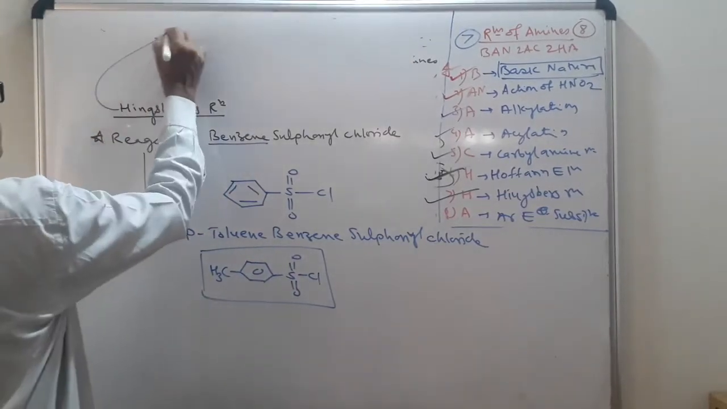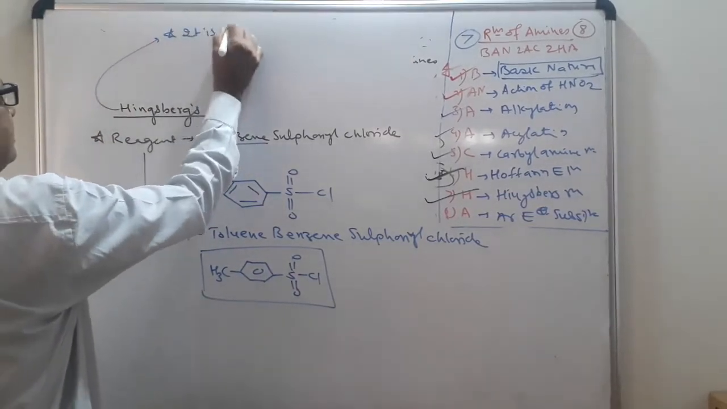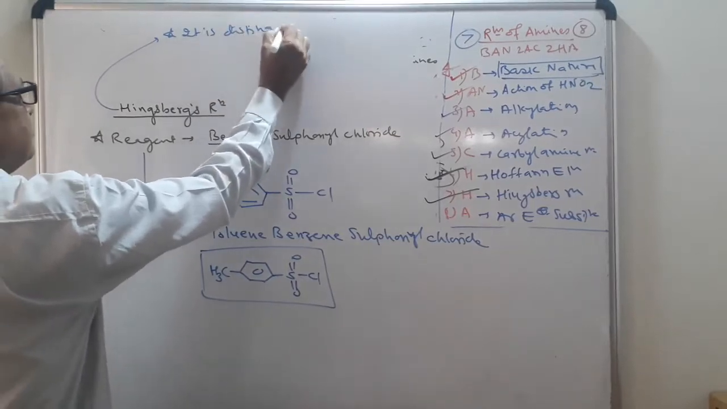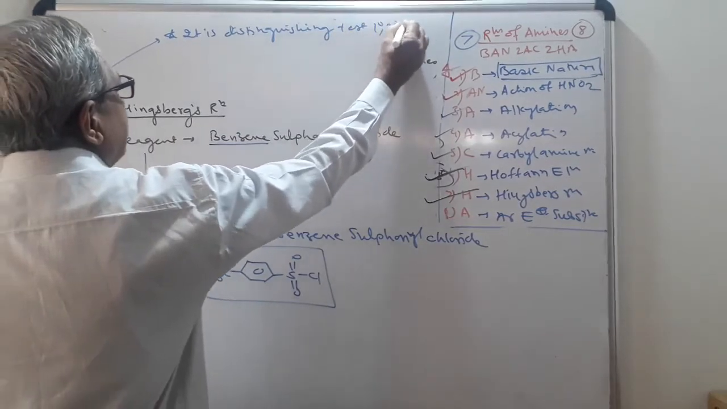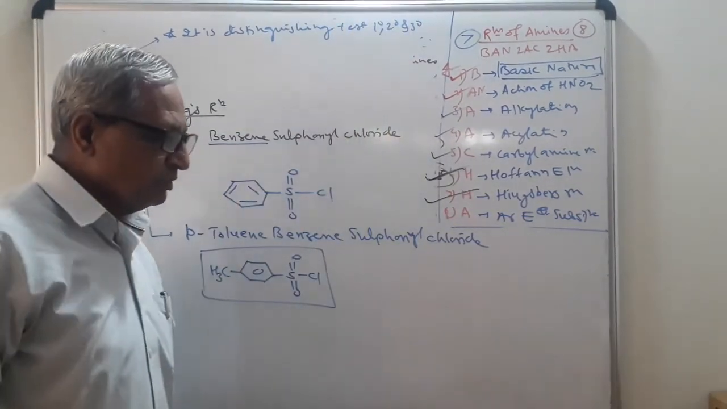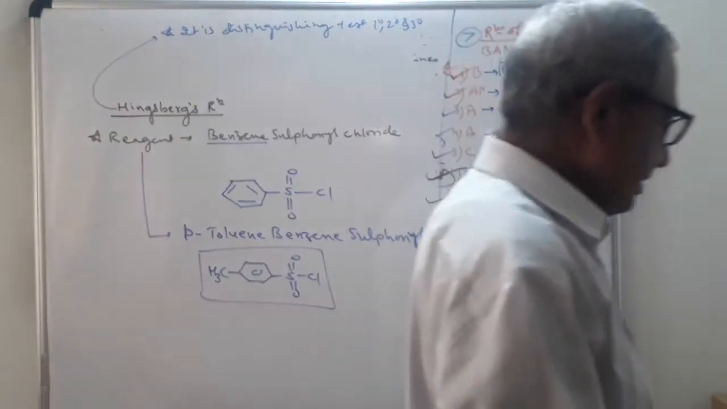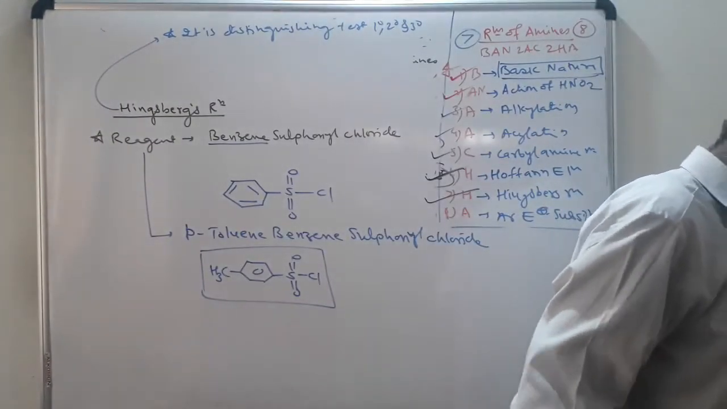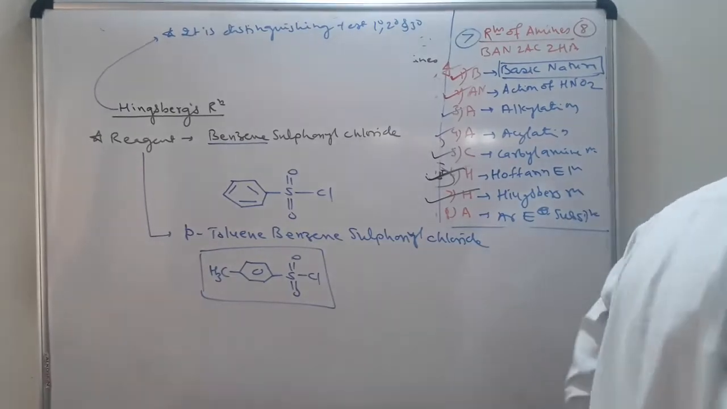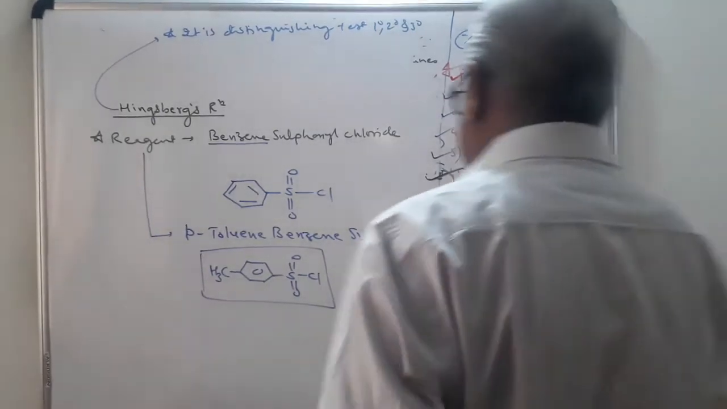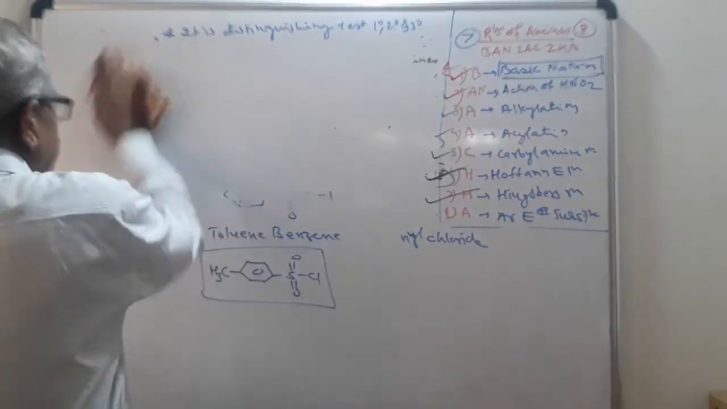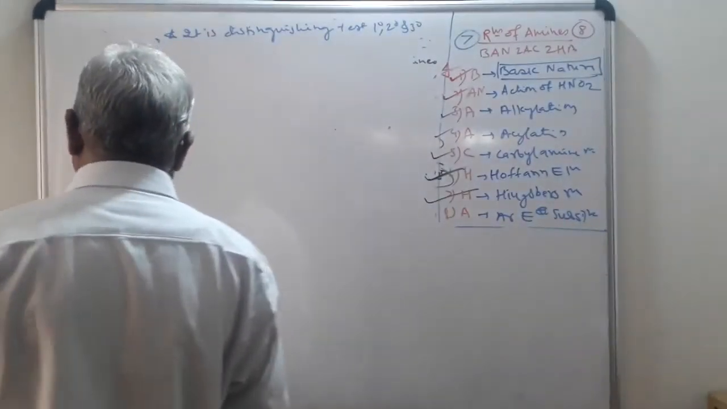Now the Hinsberg reaction is a distinguishing test between primary, secondary and tertiary amines. So I will explain that Hinsberg reagent here. The Hinsberg reagent is shortly written as PhSO2Cl. Now see the reaction here.